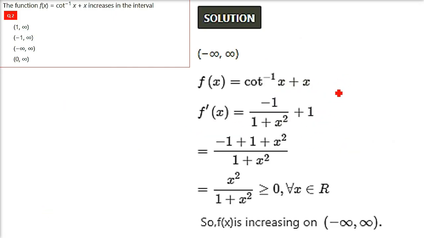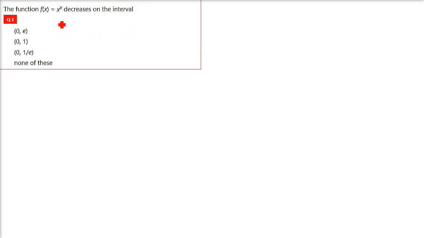It's very simple if you show it on the number line. The function f(x) = x^x decreases on the interval. Now we have to show the decrement. First thing first, here is the differentiation, and I hope you are well aware of the differentiation we have done earlier. So x^x can be done by using the log. That is, if I write f(x) = x^x, then the differentiation will be what?